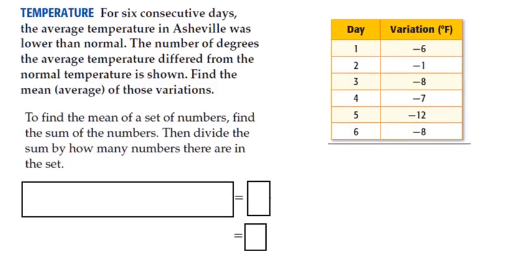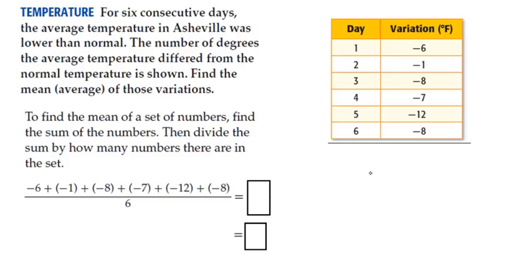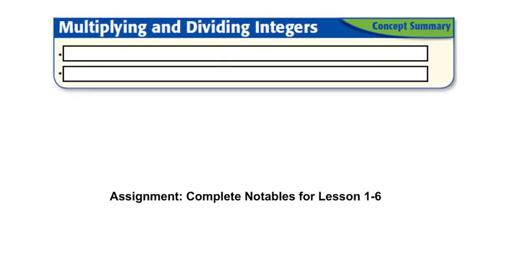We need to find the average of this set of numbers. We have 6 numbers, one for each day, and here are our numbers. Remember, to find the average, you add all of the numbers up and divide by how many you have. So add them all together, divide by how many you have. When we add the numerator, we get negative 42. Divide that by 6. A negative divided by a positive will give us a negative 7. So that's the average change there.